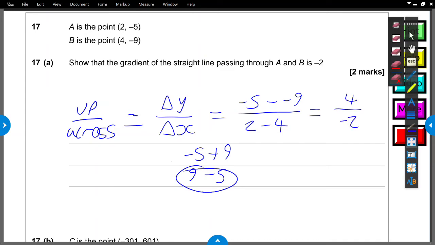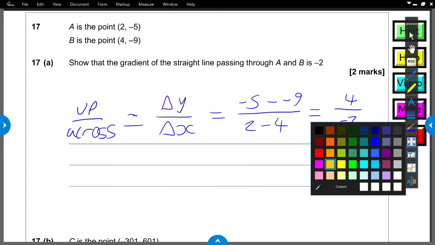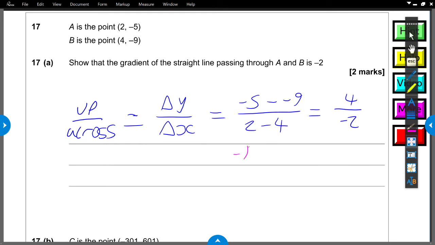4 divided by -2, that indeed does give you -2. And just to show that it works the other way as well, if I was to do -9 minus -5 over 4 minus 2, then -9 plus 5 is equal to -4. 4 minus 2 is 2. -4 divided by 2 is also -2. So both ways we've shown that the gradient is -2. One thing I missed off here, which is quite important actually, and that's finishing off by just saying equals -2. Otherwise we haven't fully shown that.